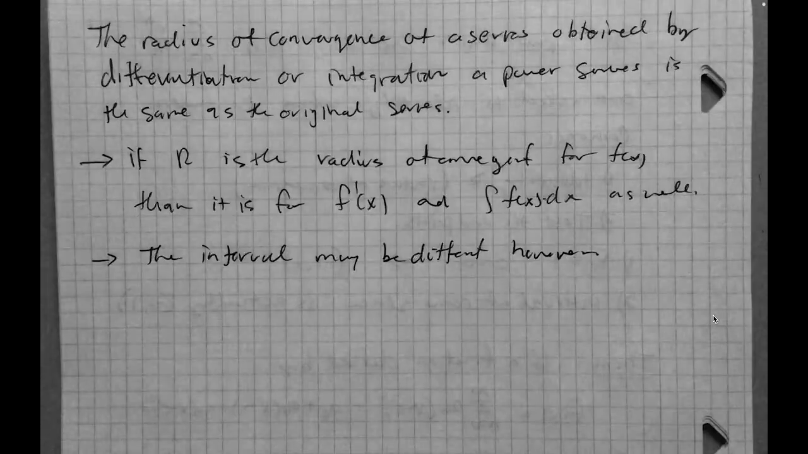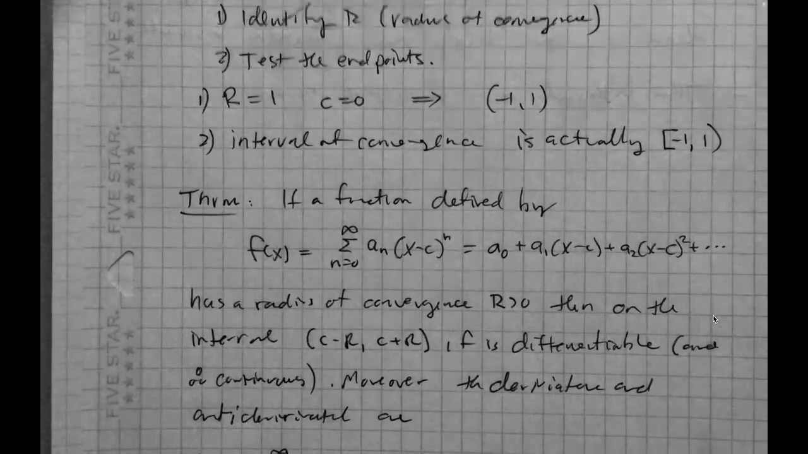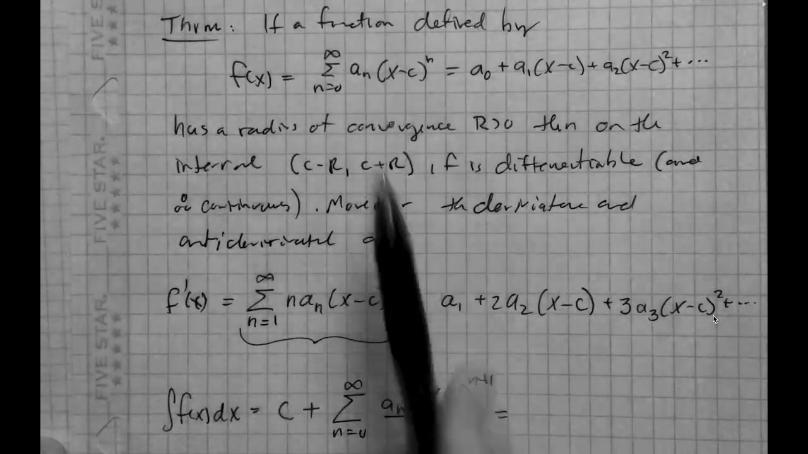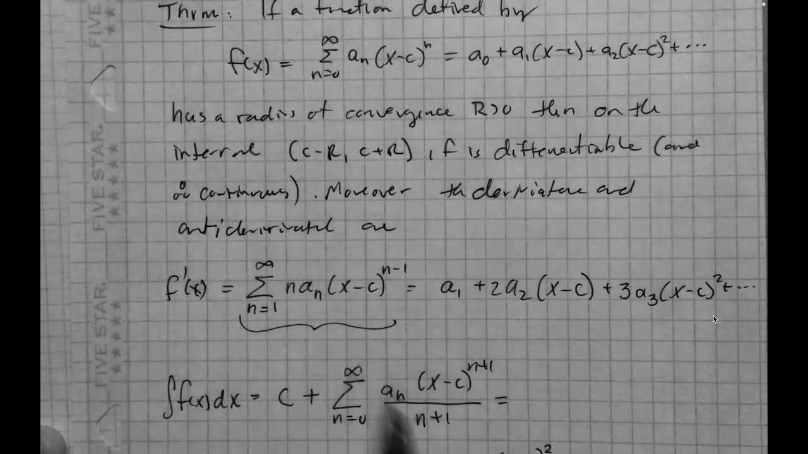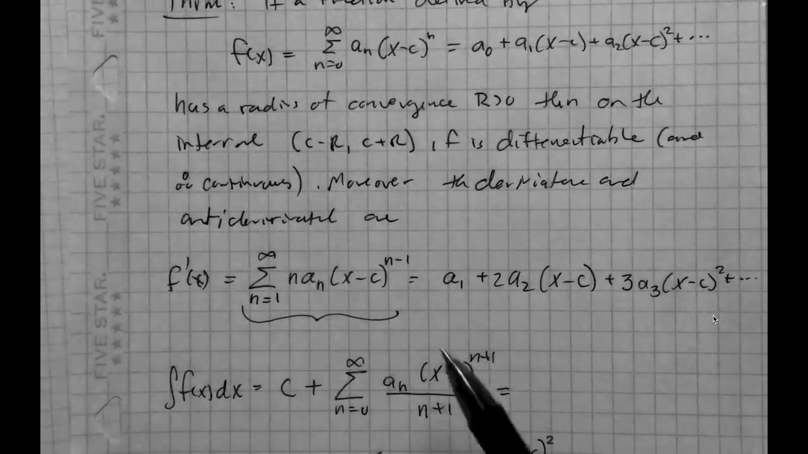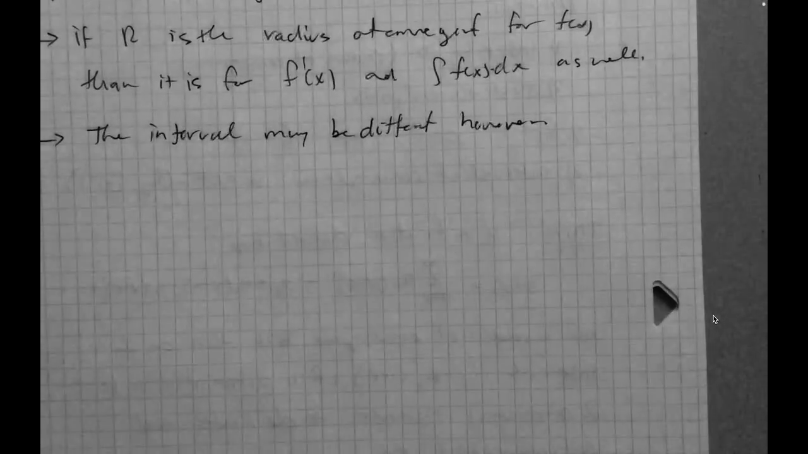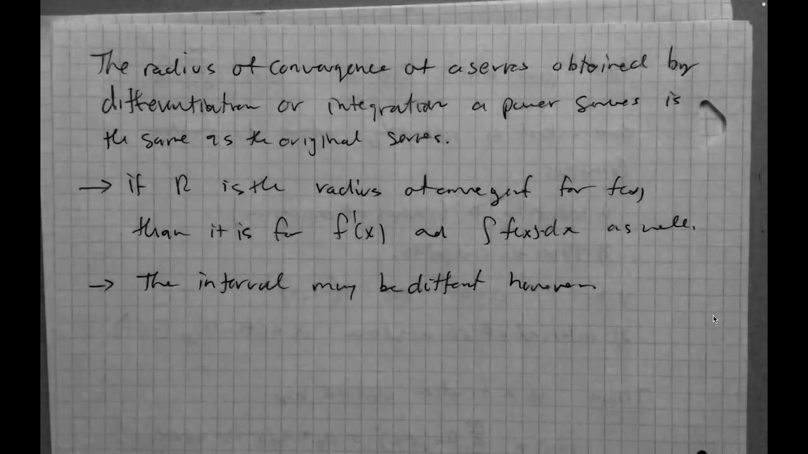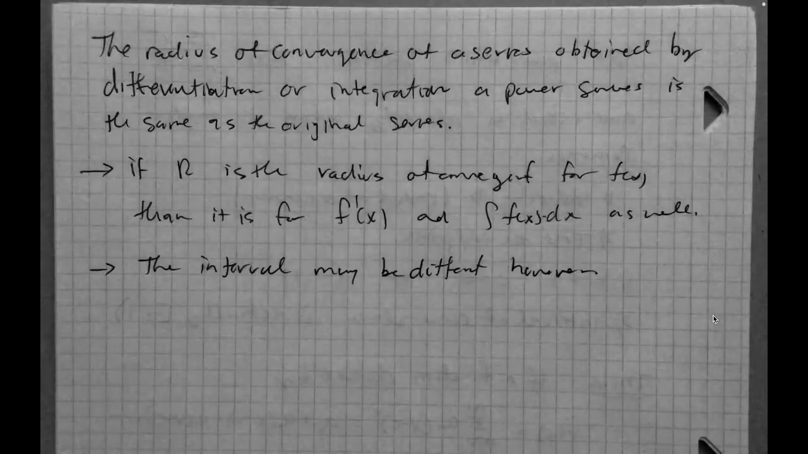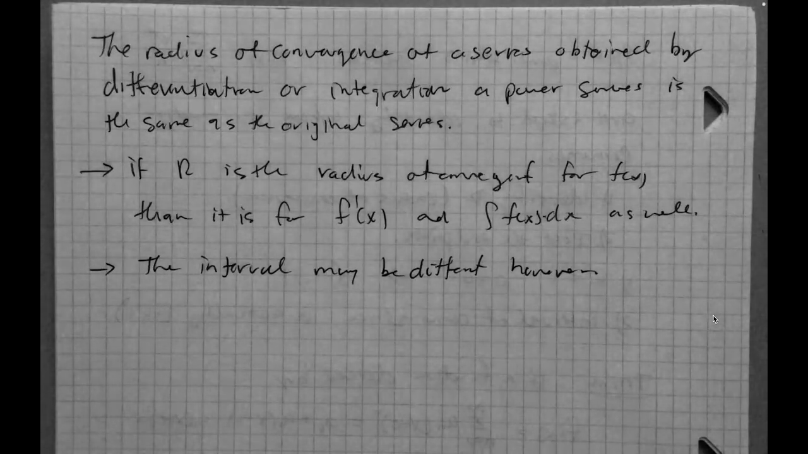So you've got a given standard power series like this, and we can write explicitly what the derivative and integral of the power series will be. And further, we know that whatever the radius of convergence of the original series happens to be, it's the same for the derivative and the integral as well. However, the interval may vary. The radius is the same, but the interval may vary.